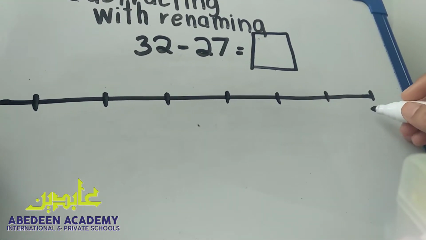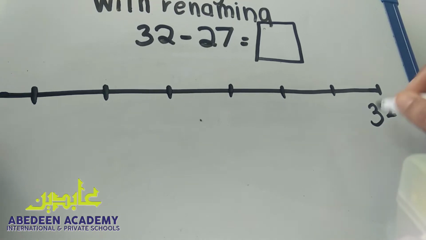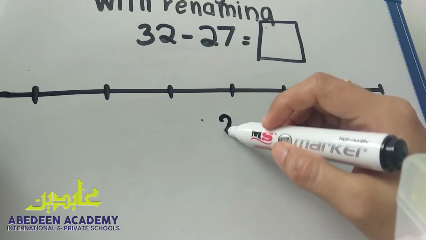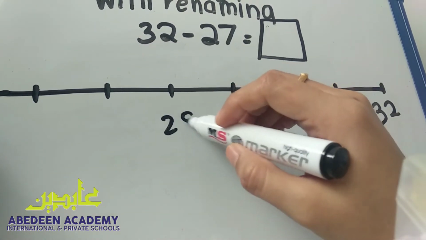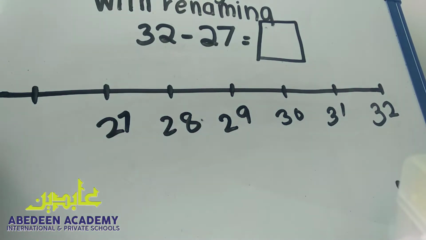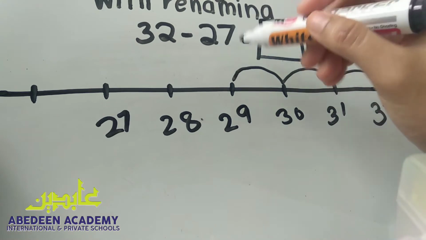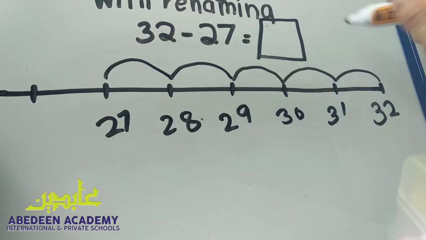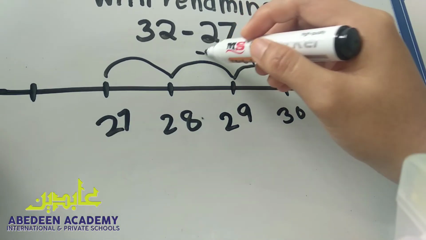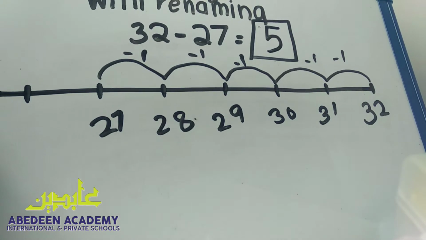Alright, so 32 until 27. We're going to stop at 27. 32, 31, 30, 29, 28, 27. Now we're going to count how many jumps it makes. So 1, 2, 3, 4, 5. So how many jumps? 5 backward jumps. So the answer will be 5.